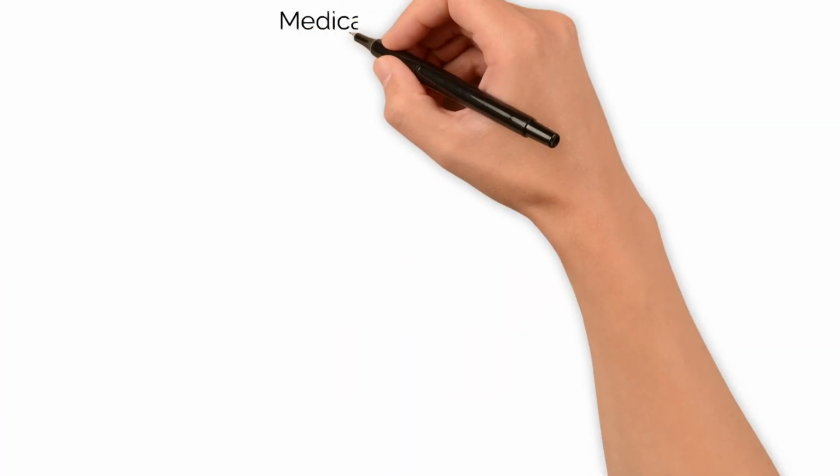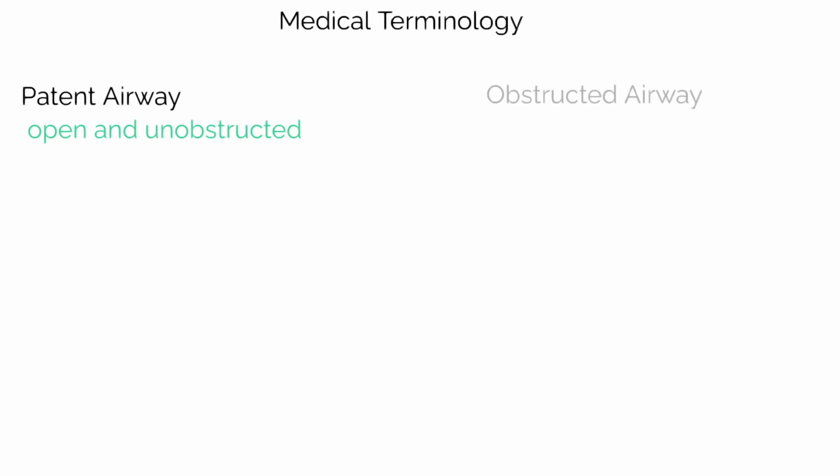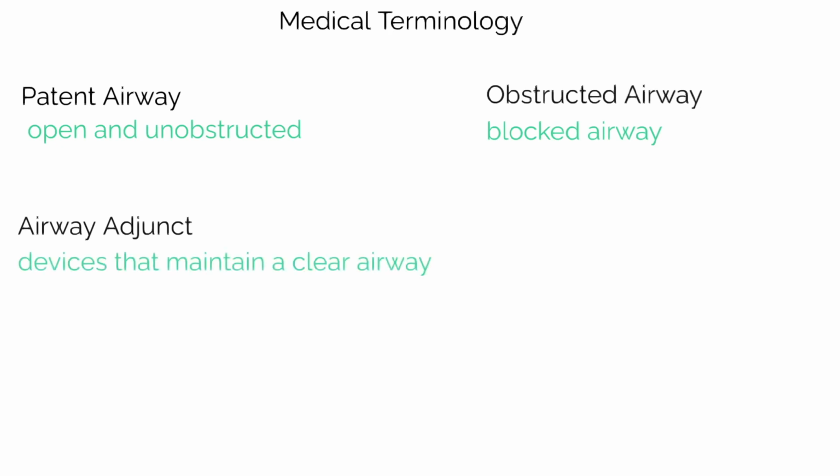Now let's go over some essential airway management terms. Patent airway. This means the airway is open and unobstructed, allowing air to pass freely. Obstructed airway, when something like the tongue or foreign object blocks the airway, preventing effective breathing. Airway adjuncts are devices like OPAs and NPAs that help maintain a clear airway by preventing obstruction.